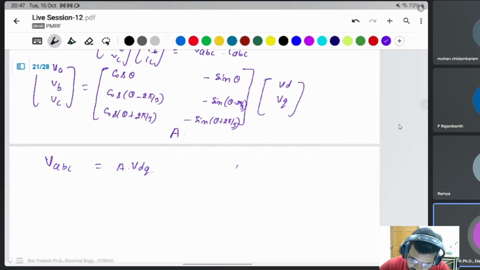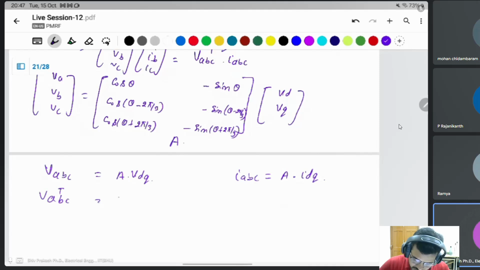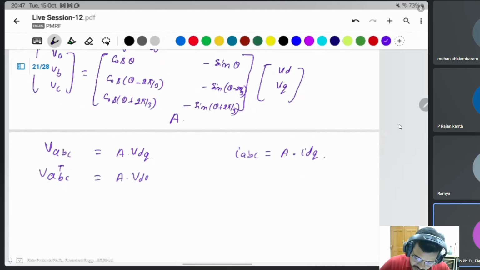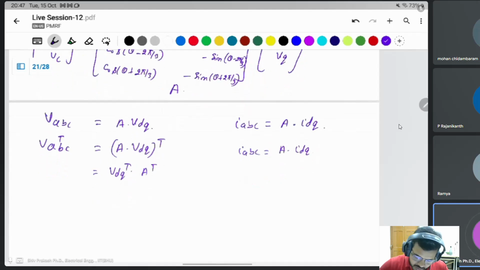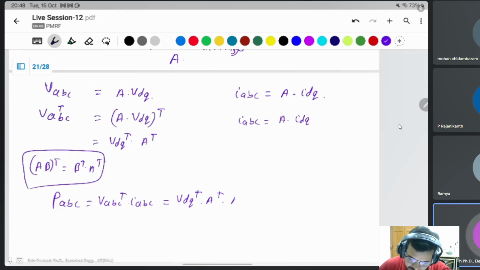For the Iabc, same thing, it will be A into Idq. But we want Vabc transpose because of this one. Then you know about multiplication: transpose of A into Vdq transpose. It will be the same, A into Idq transpose, or Vdq transpose into A transpose, because AB transpose is equal to B transpose into A transpose. Now P abc is equal to Vabc transpose into Iabc. Then you can convert to Vdq transpose into A transpose into A into Idq.